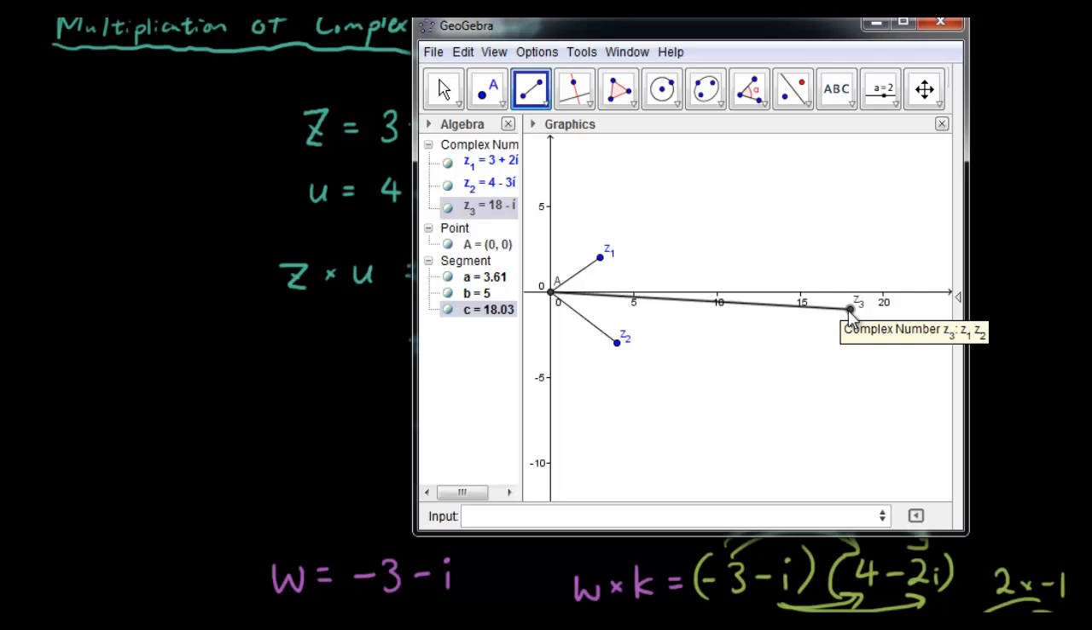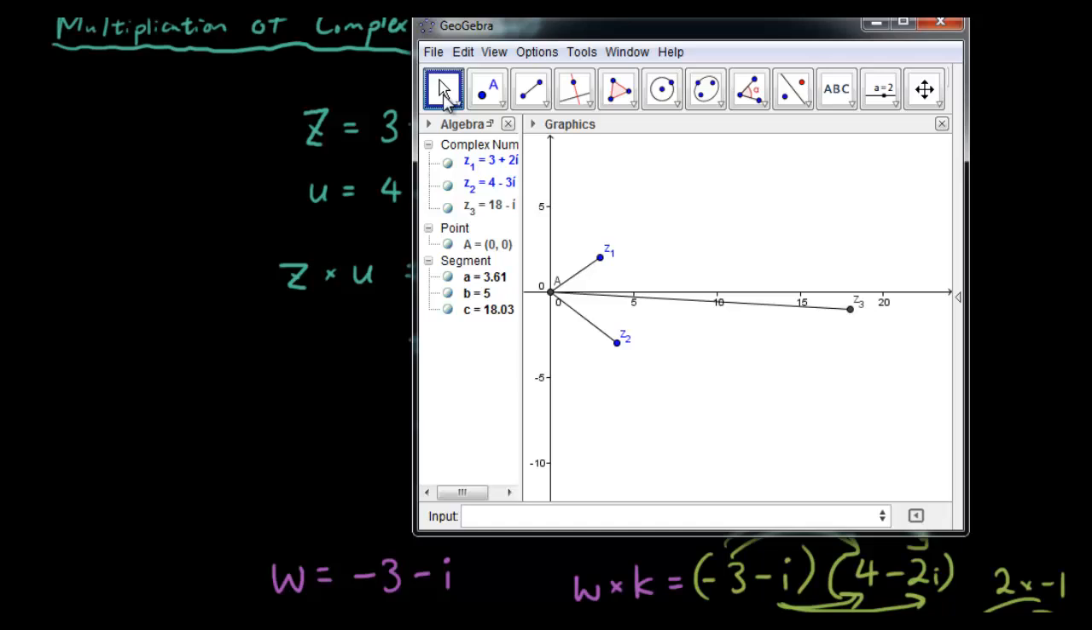So that is one of the things you get when you're multiplying two complex numbers together. Geometrically, the magnitude is the product of the magnitudes of the two complex numbers.